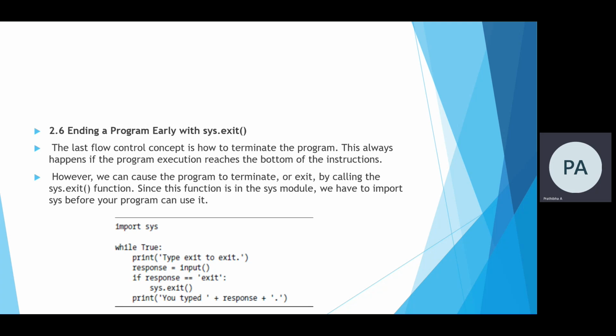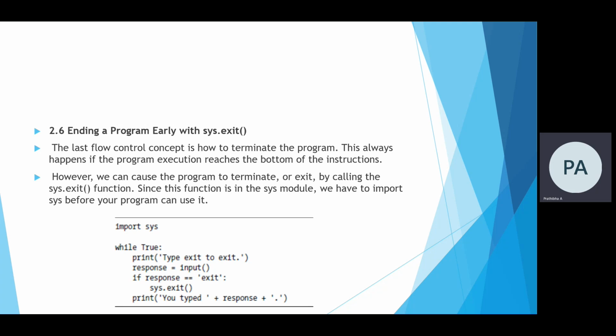As we know, if we reach the last statement of the program, it will end. But when I want to exit from the program before reaching the end, I have to use the exit function. This exit function is present inside the sys module, so you have to include the sys module in your program. So: import sys, while True, print type exit to exit. That is one statement that is going to print. response equals input, which means you take the input from the keyboard and store it in response. If response equals exit, that means if the response you have given is the string exit, then the program will exit.